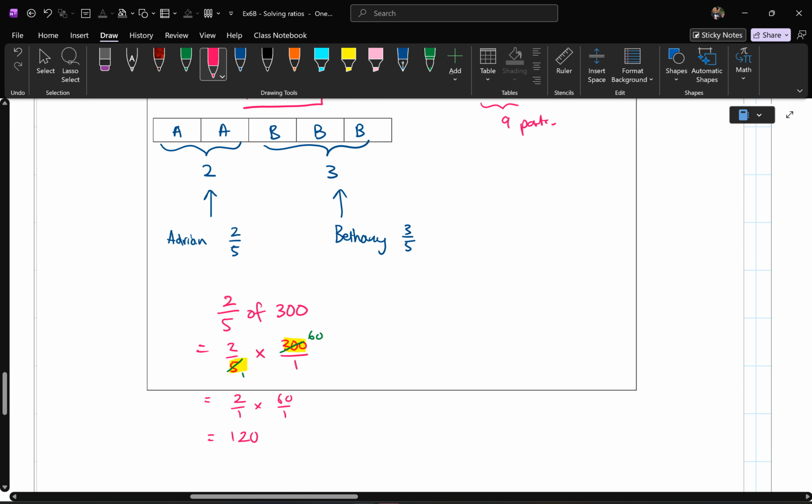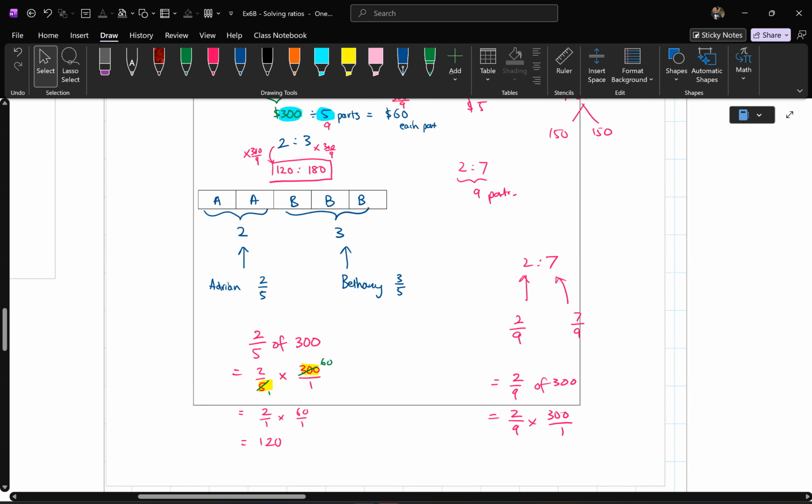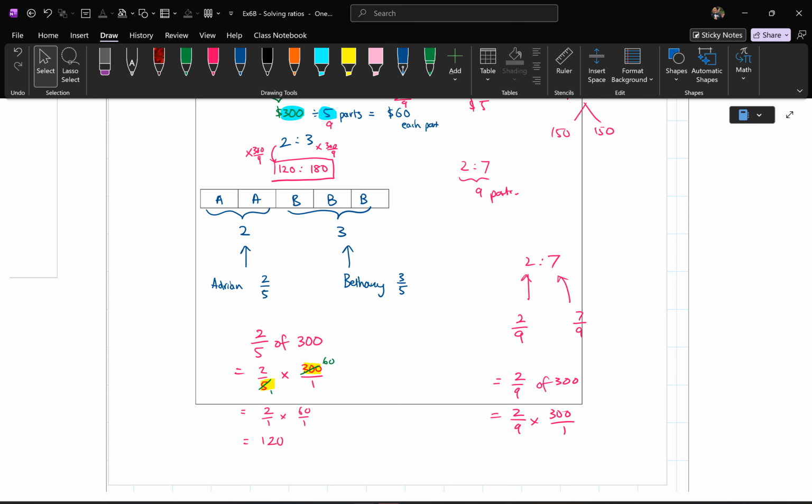So this is directly going to the fraction form. And it means that if you practice this skill and you're better at this, even if I changed it to 2 to 7 before, even if I did this one, you would still know that Adrian gets 2 out of 9 parts and Bethany gets 7 out of 9 parts, and your techniques don't change. It's the same technique over and over. You still do 2/9 of 300, and you still do 2/9 times 300 over 1, and then simplify. Okay, so the benefit of practicing this is that your fraction skills get really strong. Then you're not as afraid to apply fraction skills.